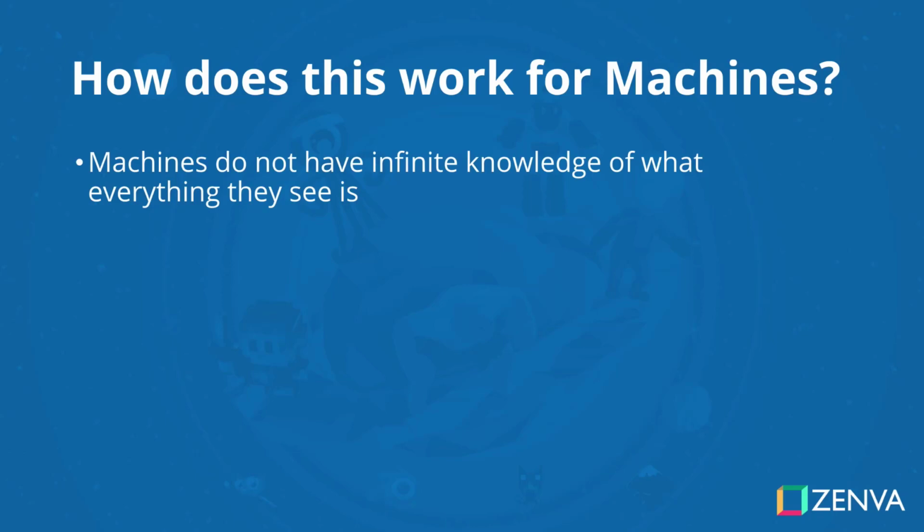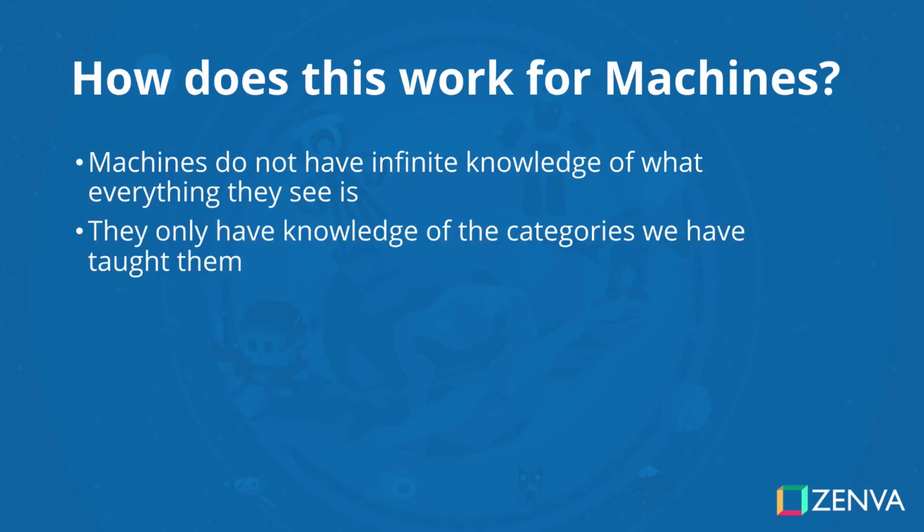For starters, contrary to popular belief, machines do not have infinite knowledge of what everything they see is. So let's say we're building some kind of program that takes images or scans its surroundings. Well, it's going to take in all that information and it may store and analyze it, but it doesn't necessarily know what everything it sees is. It might not necessarily be able to pick out every object. Machines only have knowledge of the categories that we have programmed into them and taught them to recognize.